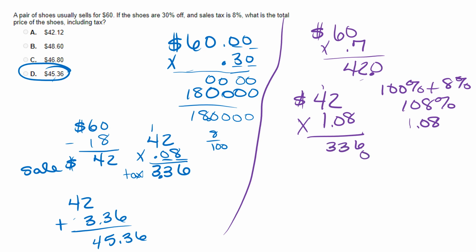Then I add a placeholder. Okay, I had 2 placeholders for the 1. 6, 3, 5, 4. And I have 2 numbers after the decimal in my problem. So I do still get 45.36. So either way works.